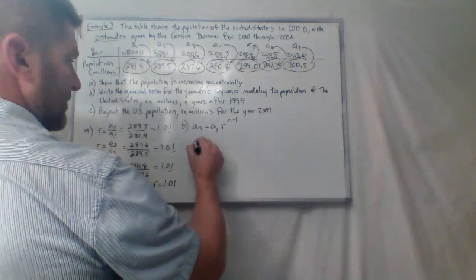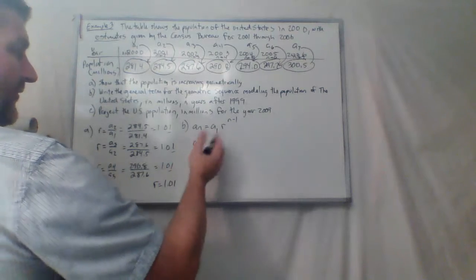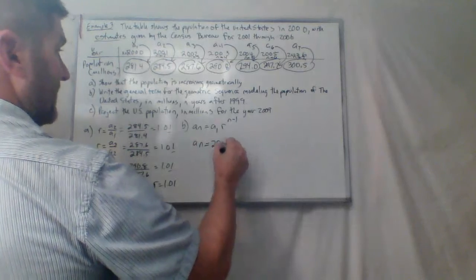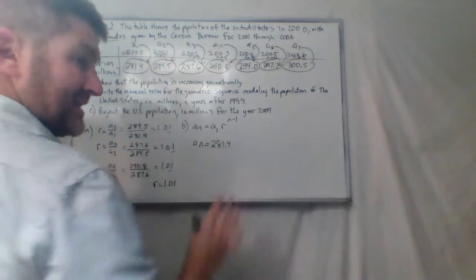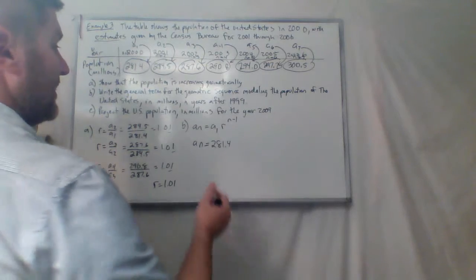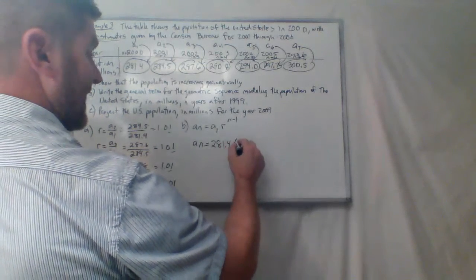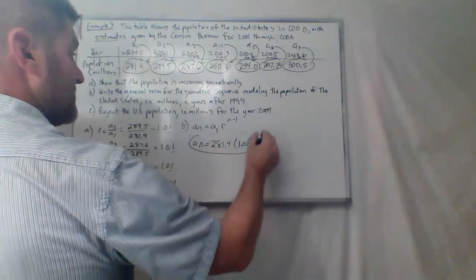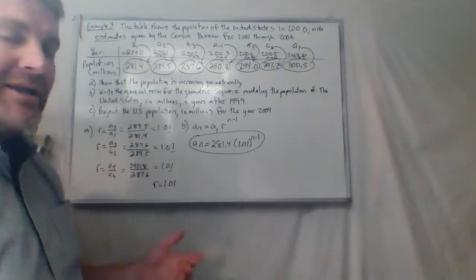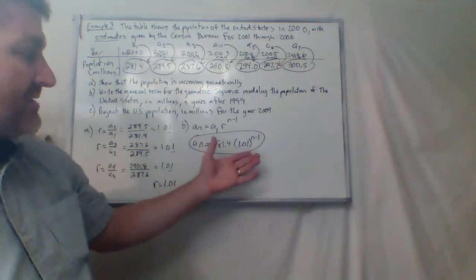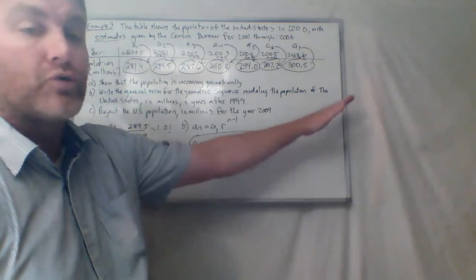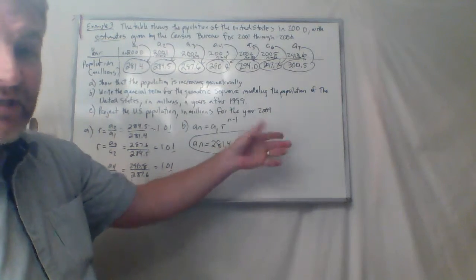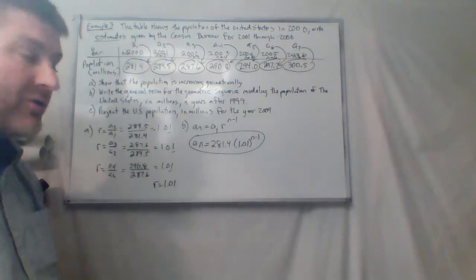So to write my general term form here, it's going to be a sub n is the value of A1, 281.4, and it said to leave it in millions. So I'm going to leave it as this decimal. So that's 281.4 million, times my common ratio of 1.01 to the n minus 1. So this is my general formula right there. This is bigger than 1, so this is actually exponential growth over the years. So I think about this as being y, and that's x minus 1, just like you would have in a regular equation.